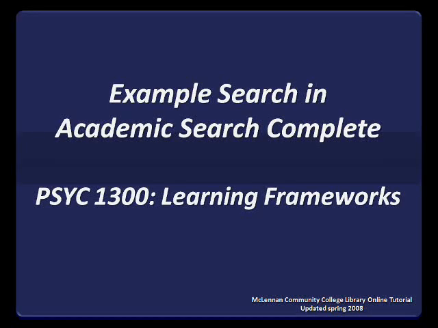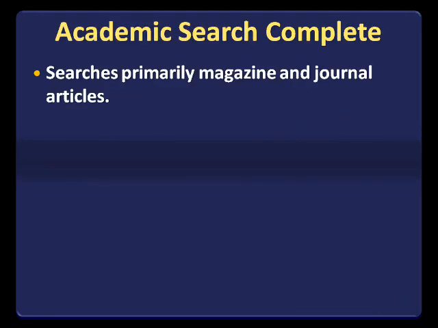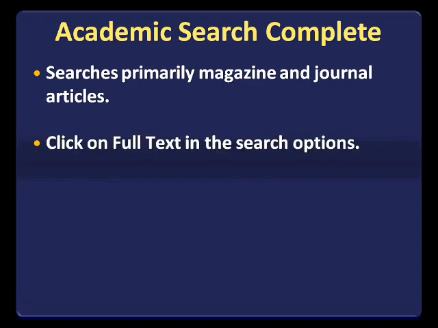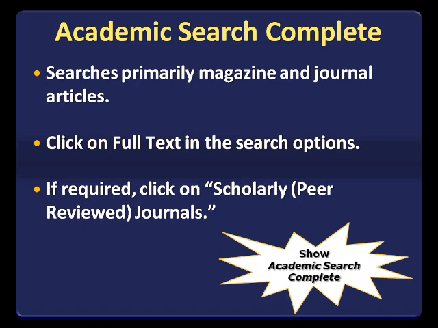Part 2 is an example search in Academic Search Complete for Psychology 1300 Learning Frameworks. Academic Search Complete searches primarily magazine and journal articles. When you get to the search screen, you will want to click on Full Text and then click on Scholarly or Peer-Reviewed Journals.